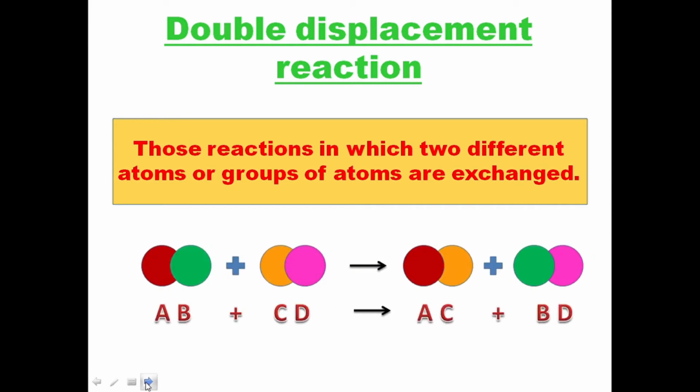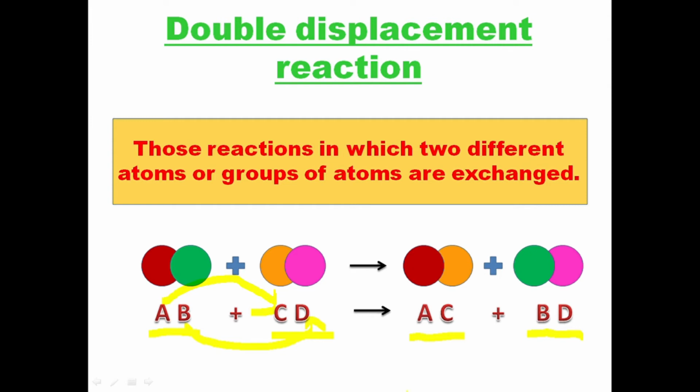Ion A exchanges with ion C and it forms another compound AC in the product side. Similarly, BD is formed. AB is one compound or salt solution, CD is another, and they have exchanged their ions. A has formed a compound with C now, and similarly B has formed with D, and two new salt solutions have been formed in the product side. Since there is exchange of two entities at the same time, it is called double displacement reaction.